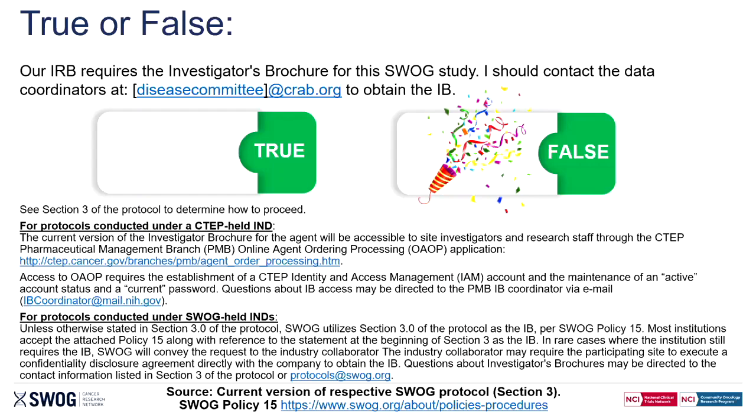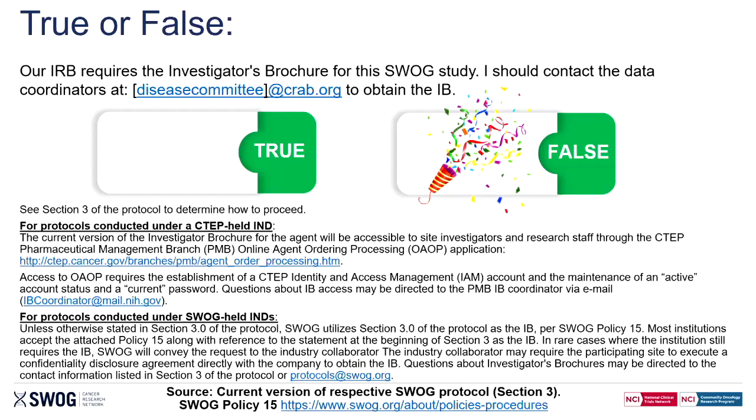Hopefully not. Okay, for protocols conducted under SWOG held INDs, unless otherwise stated in Section 3 of the protocol, SWOG utilizes Section 3 of the protocol as the IB per SWOG Policy 15. Most institutions accept the attached Policy 15 along with the reference to the statement at the end of Section 3 as the IB. In rare cases where the institution still requires the IB, SWOG will convey the request to the industry collaborator.